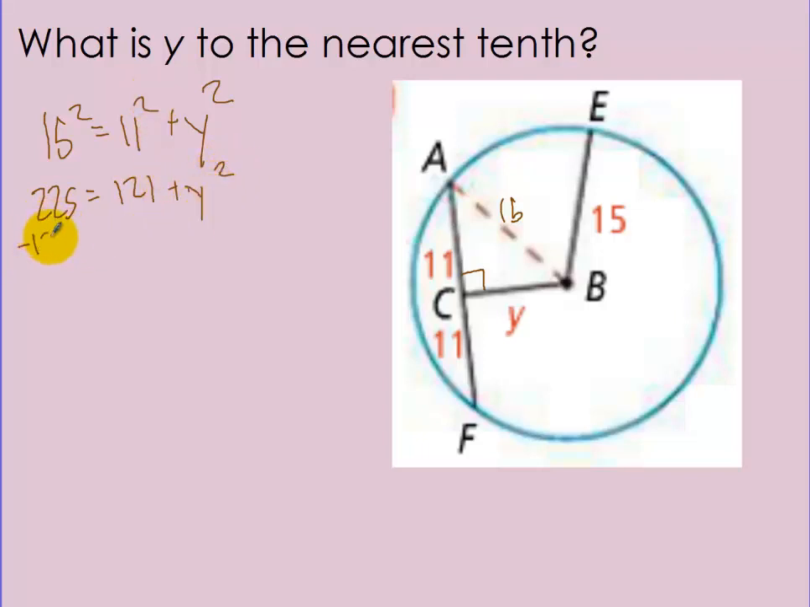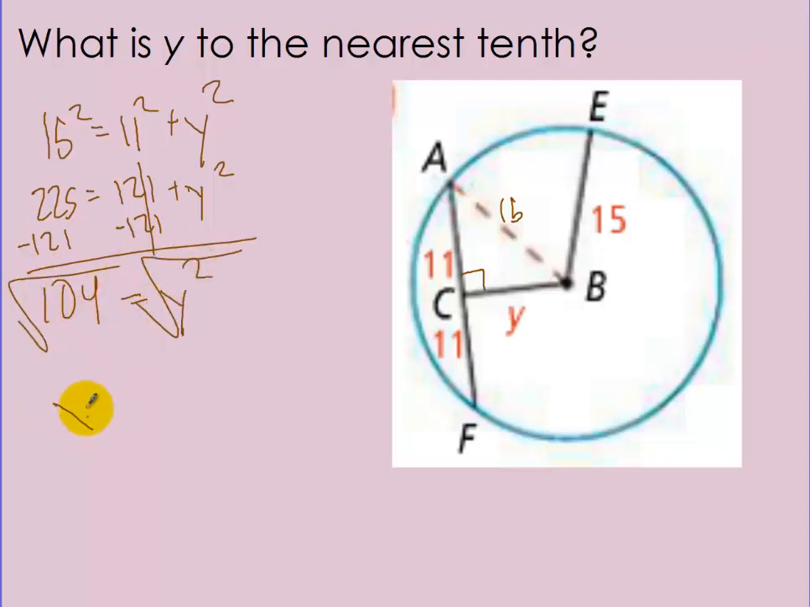Subtracting 121 from both sides, you're left with 104 equals y squared. So y is going to equal the square root of 104. If we want it to the nearest tenth, we would need to plug that into a calculator. It's approximately 10.1. And that's what we got.